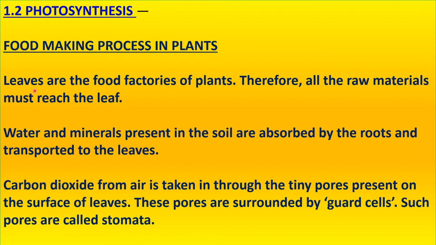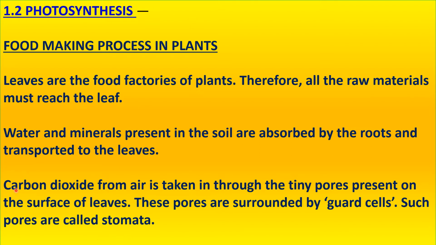Because why? The leaf is the part of the plant that prepares the food for the plant by the process of photosynthesis. Children, have you heard this word already? Yes. So I will tell you what is meant by photo, and what is meant by synthesis. Photo means what? Light. Synthesis means what? To combine together. Right? So this is the food making process by plants. Food making process in plants is called photosynthesis. Right, children? Okay.